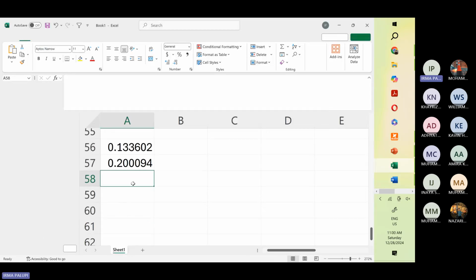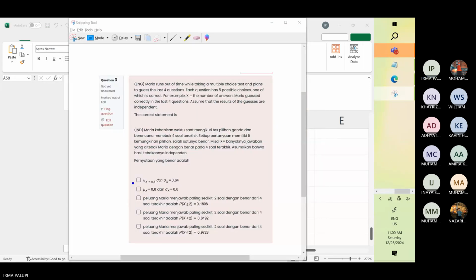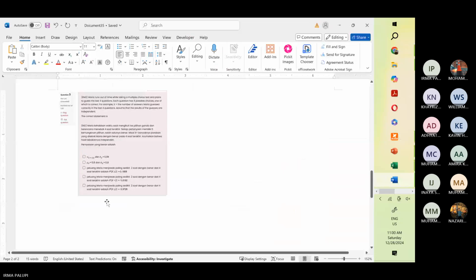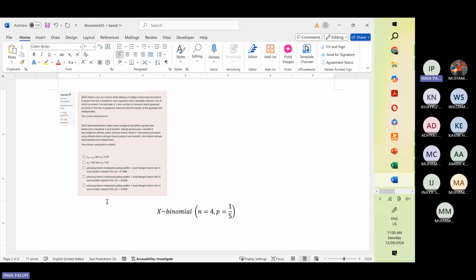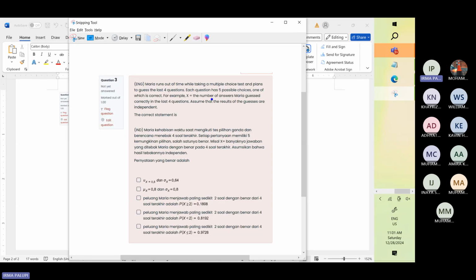So for question number 3, X is binomial with n equal to 4, and probability of success equal to 1/5. One correct answer among 5 given choices, right? Okay, this is the multiple choice, where the correct answer can be more than one. So we need to find what is mu x and sigma x.